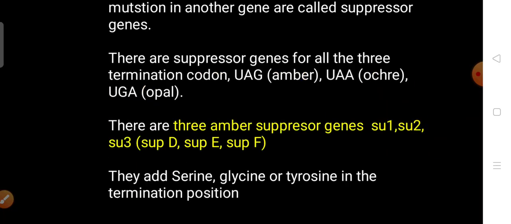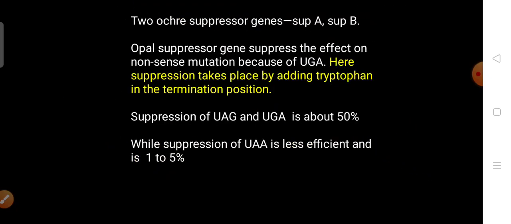And how do these suppressor genes act, or how do they bring about the genetic suppression? They bring about genetic suppression by adding either serine or glycine or tyrosine in the termination position. Wherever premature termination of polypeptide chain synthesis has taken place because of nonsense mutation, the suppressor gene will alter the anticodon of tRNA such that either serine or glycine or tyrosine is added in the termination position.